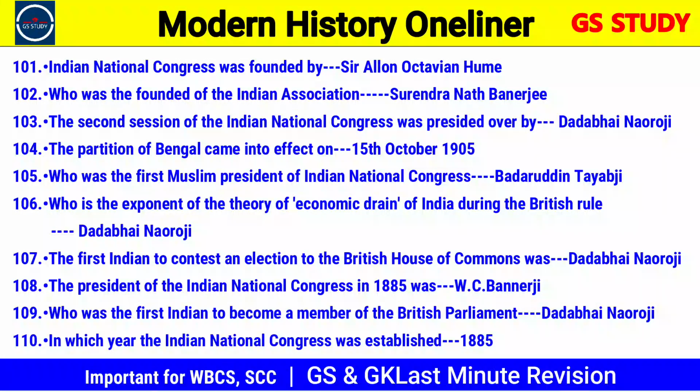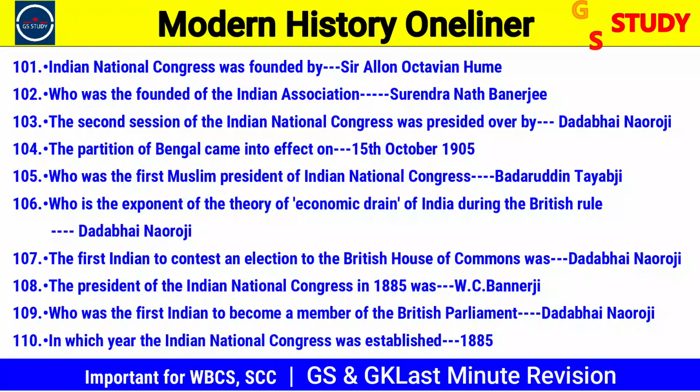105. Who was the first Muslim president of Indian National Congress? Badaruddin Tayyibji. 106. Who was the exponent of the theory of economic drain of India during the British rule? Dadabhai Naoroji. 107. The first Indian to contest an election to the British House of Commons was Dadabhai Naoroji.